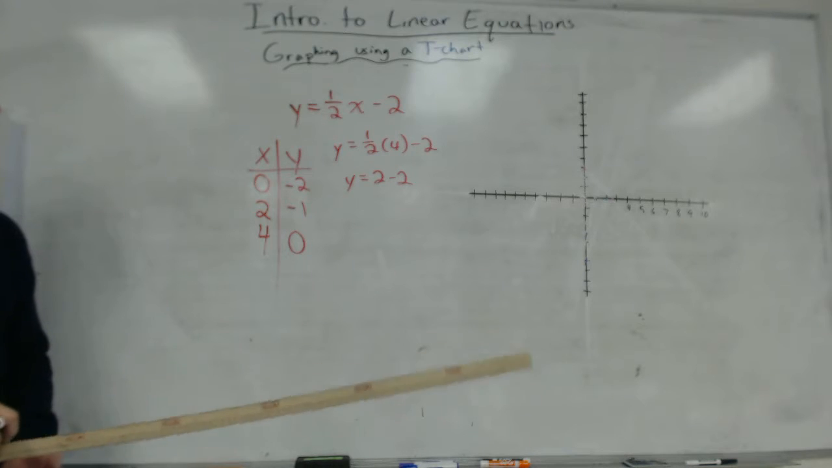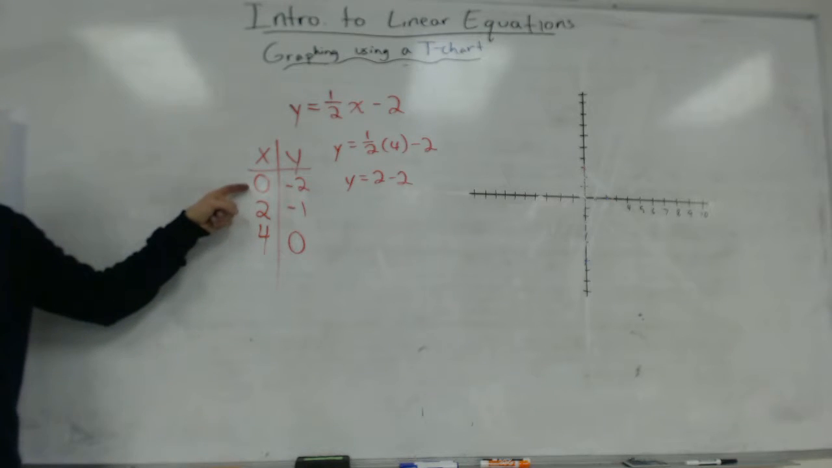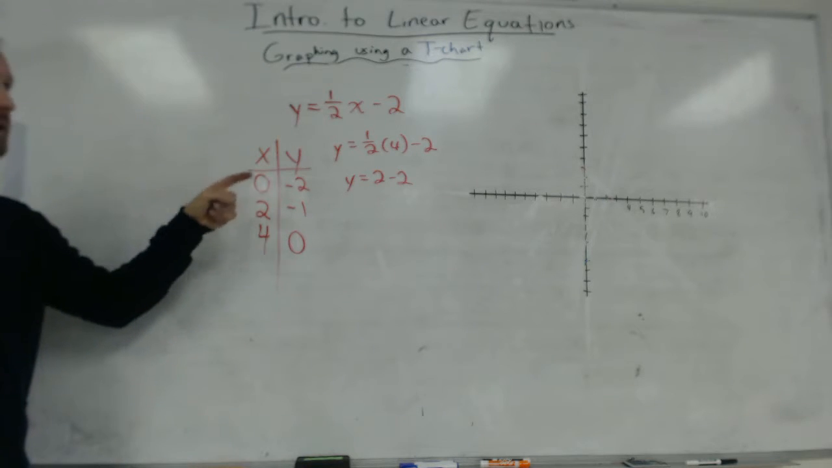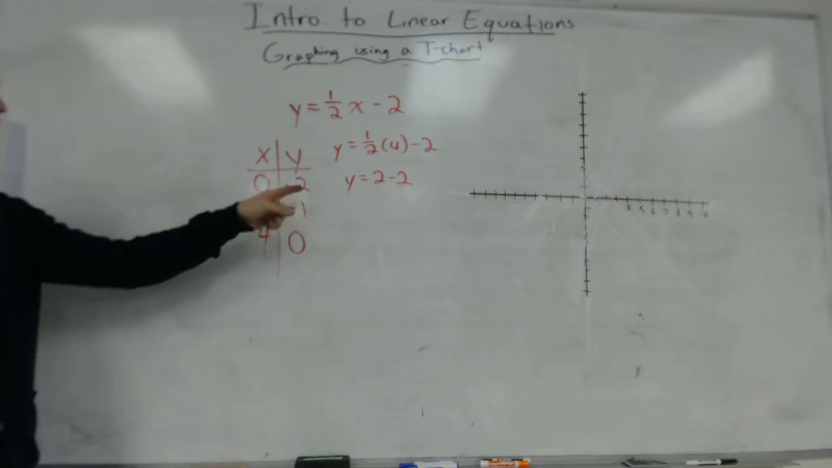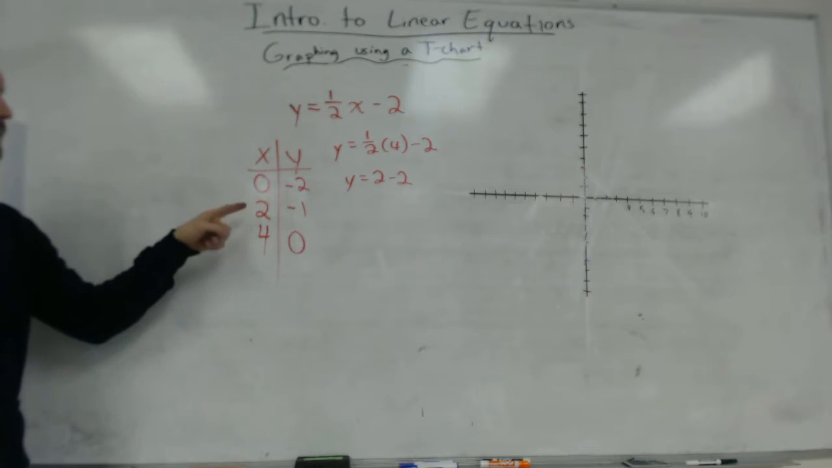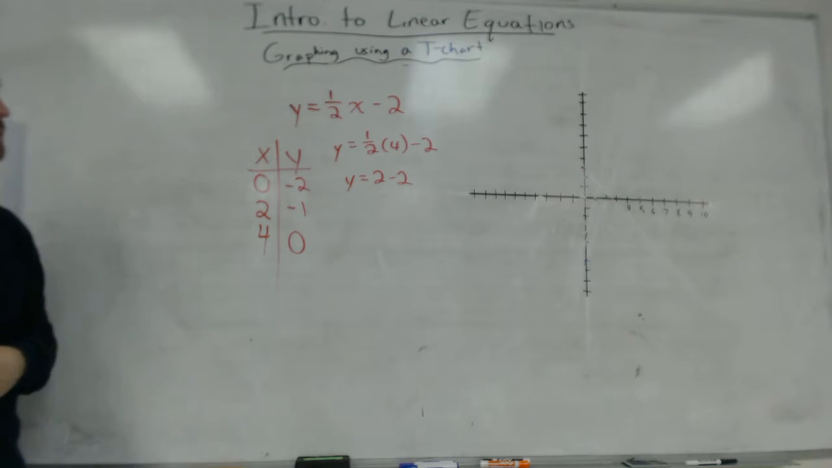So the pattern is something a little different, because I didn't go up by 1 for x. When x went up by 2, y is going up by 1, not down by 1. -2, -1, 0. So when x goes up by 2, y goes up by 1. That's kind of our pattern.